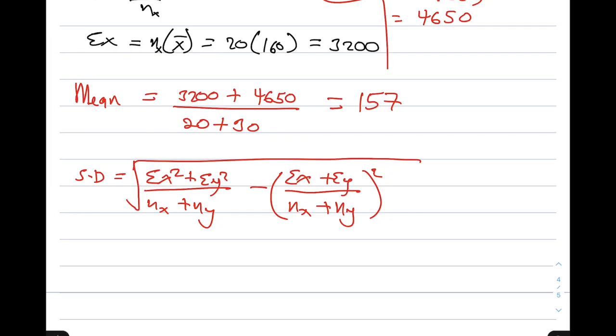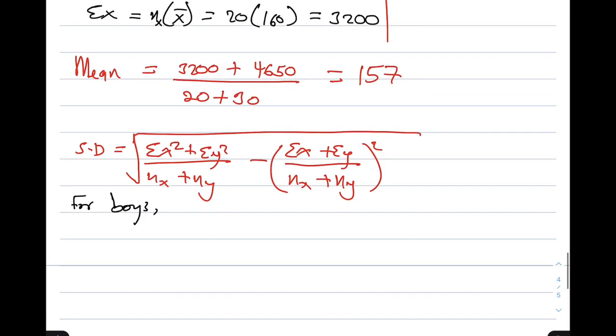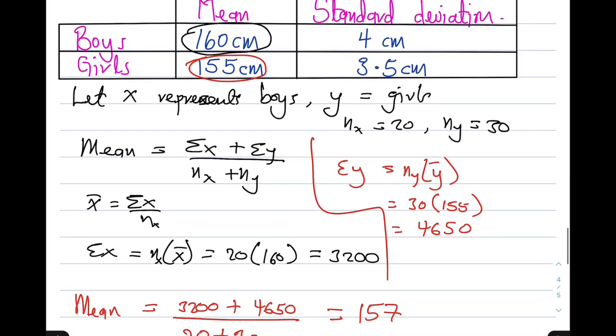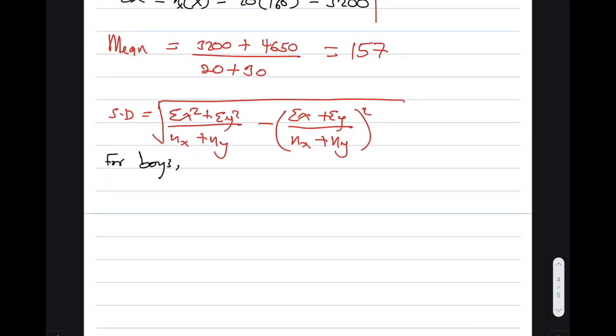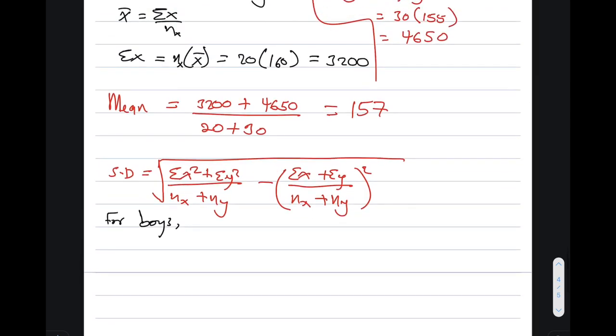is x. So for the boys, we know the table gave us the standard deviation, so we can work with the boys' standard deviation, and then we can find the sigma x squared. All right, so let me make this smaller so I wouldn't be moving up and down. So the standard deviation squared is sigma x squared over n minus the mean, for the single data, that's sigma x over n, squared.